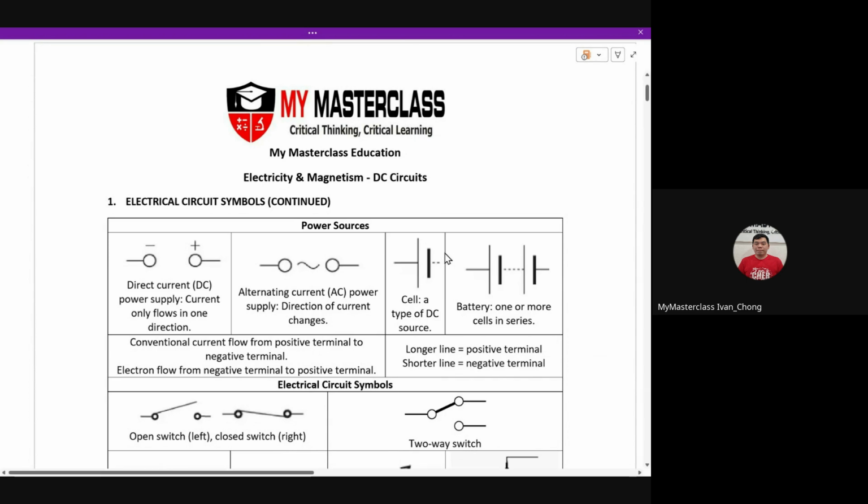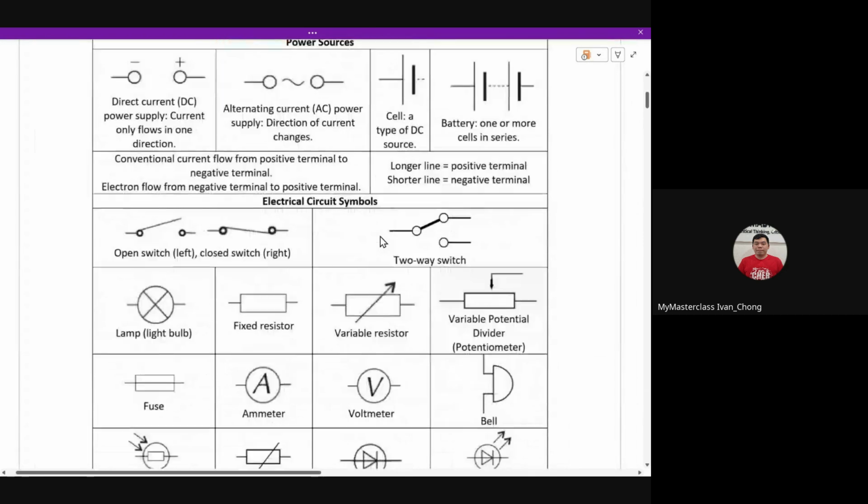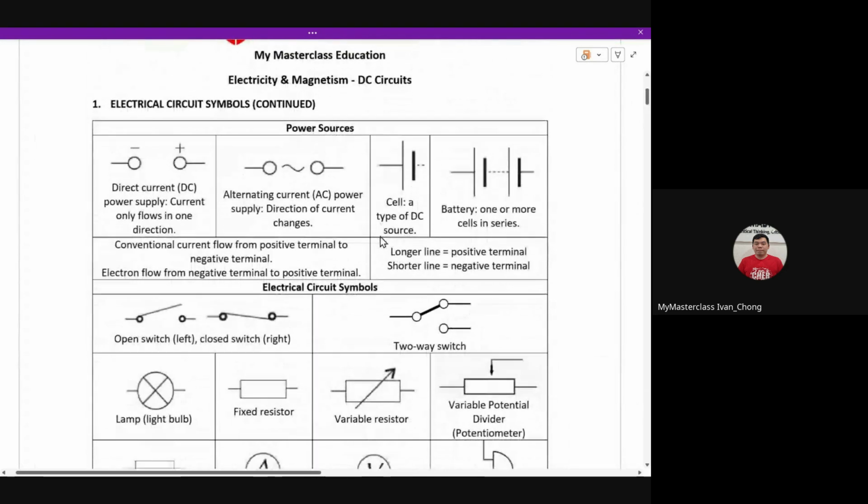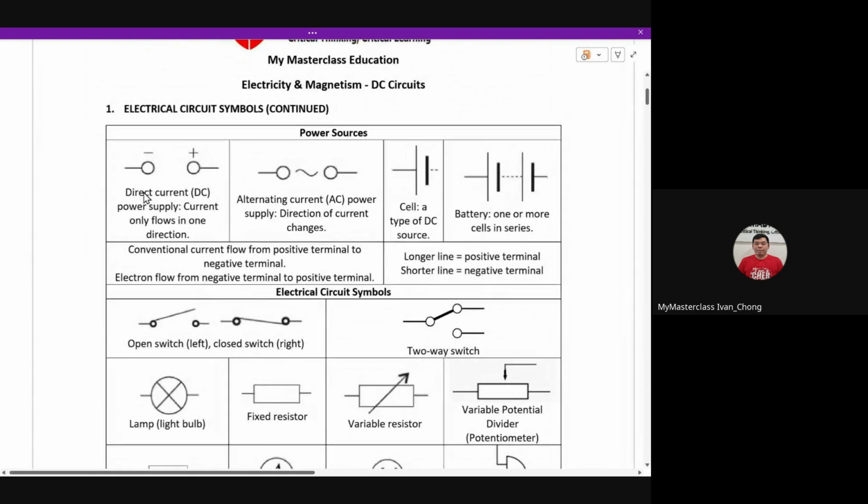Okay, so basically this table that you see down here is just an expanded list of all the different symbols that you might encounter in your secondary school. Now if you notice over here, if you are using a socket or basically a power source that is not a battery, we basically just draw them in this case. So a direct current will move from plus to minus. And for alternating current, because of the word alternating, the direction of the current keeps changing.